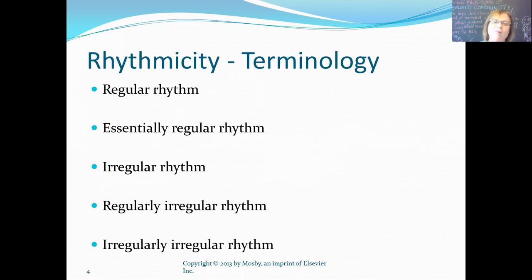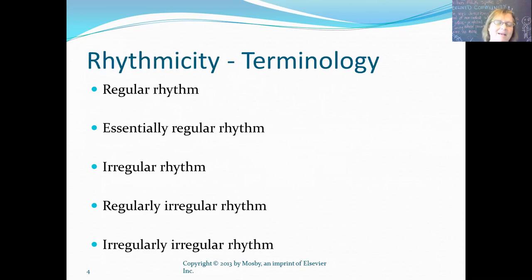Sometimes we have a rhythm that's mostly regular, so they say essentially regular, but there may be a little bit of irregularity. Often we see that when people, particularly young people, take a deep breath, and their heart rate may just temporarily slow down a tiny bit, but it's essentially a regular rhythm. An irregular rhythm, we see that in lots of different kinds of underlying rhythms, but what we look for is, again, either the P to P or the R to R is not regular.